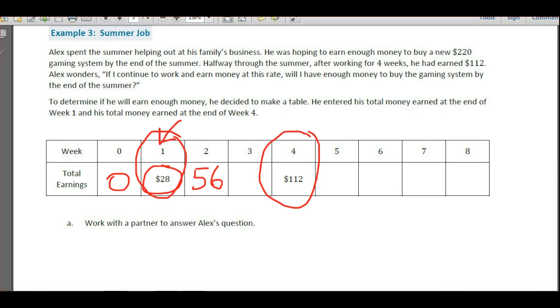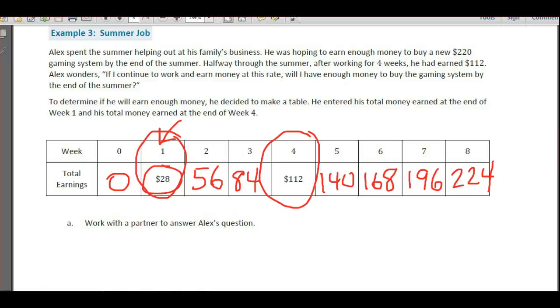That's 56. Let's see what this one is. It's 84. Adding another 28, 112, and then what do we have? 140, and then 168, and then 196, and then 224. Okay, so the answer was yes. Yes, he would indeed have enough to buy his gaming system. Okay, and hopefully your table looks exactly like that.